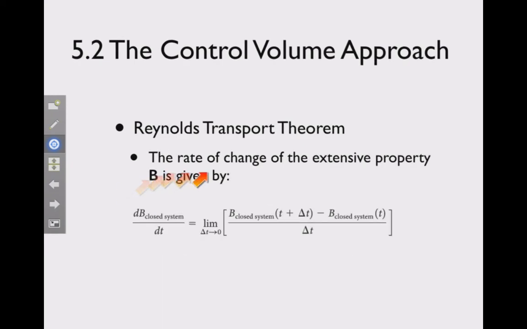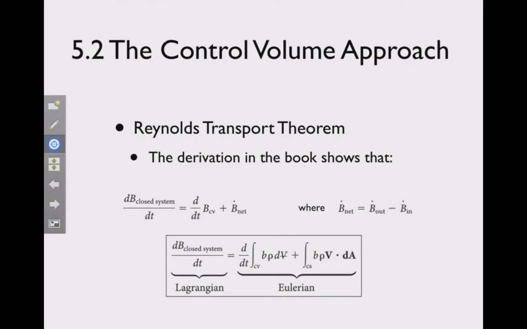So let's combine these equations. If we look at the rate of change of the extensive property, the full derivative of the change of the closed system, the dark fluid there, in time, that's going to be basically the limit as delta t goes to 0 of B at t plus delta t minus B at t, all divided by delta t. And what we can do now is re-express this, and this derivation is in the book. I'm not going to go through all of this. What we really need to do is get to this equation.